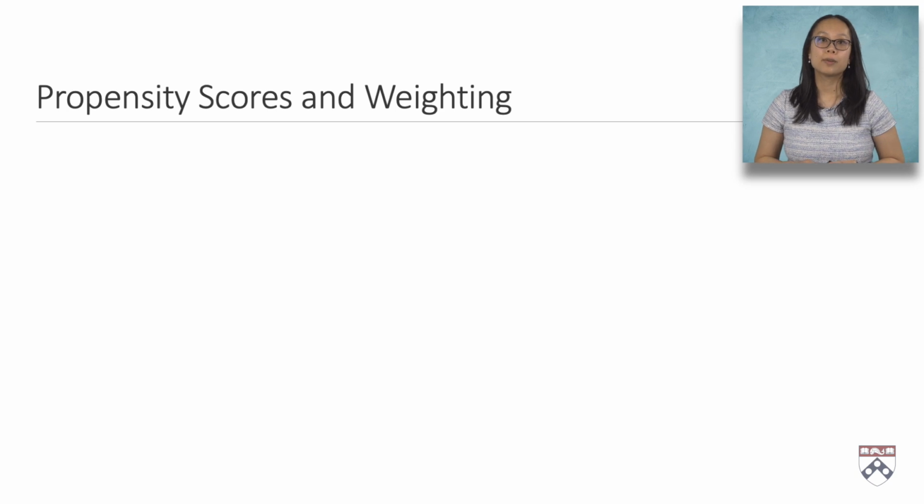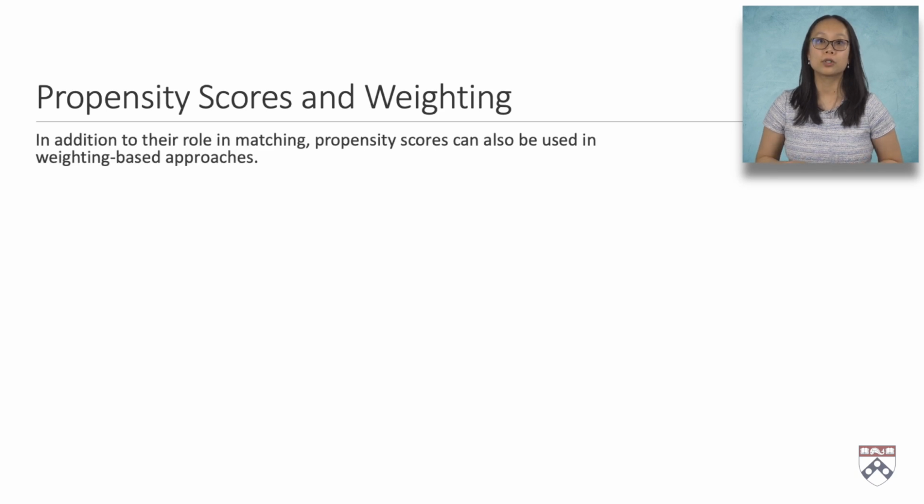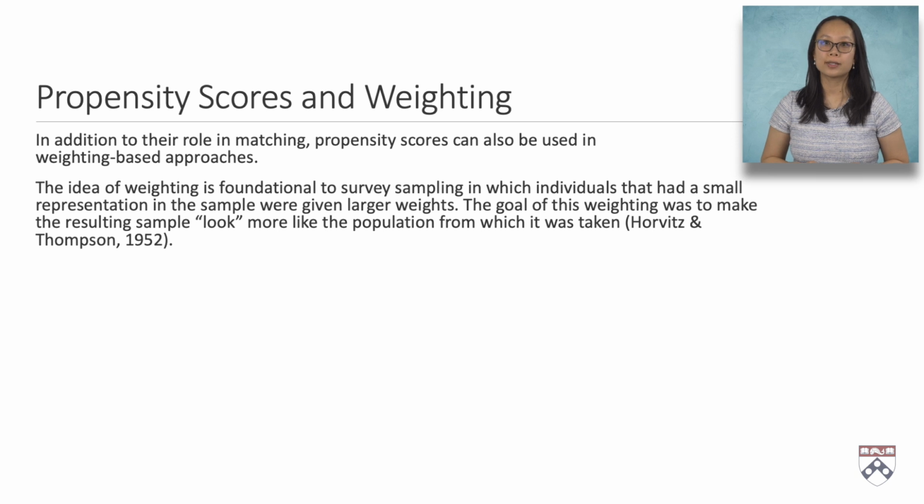In addition to their role in matching, propensity scores can also be used in weighting-based approaches. And again, this type of approach is complementary to matching in the sense that it presents an alternative to getting estimates of impacts in non-experimental settings. The idea of weighting is foundational to survey sampling, in which individuals that had a small representation in the sample were given larger weights. And the goal of this weighting was to make the resulting sample look more like the population from which it was taken.